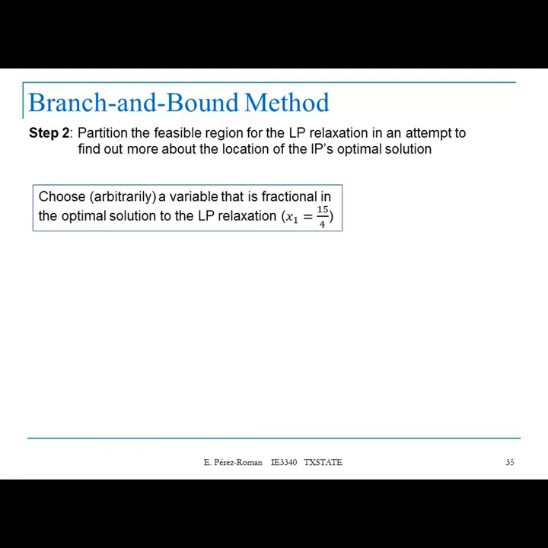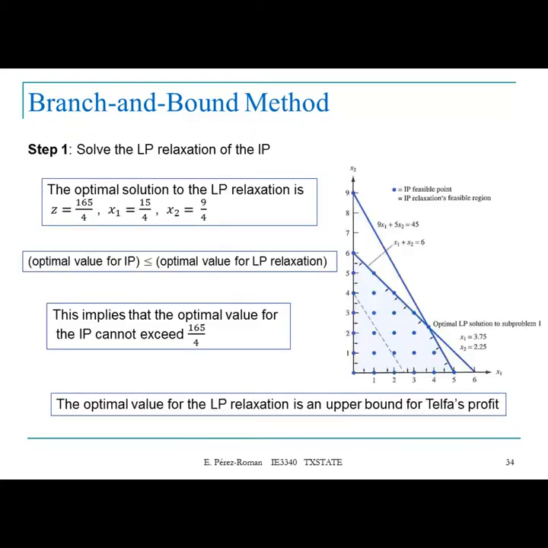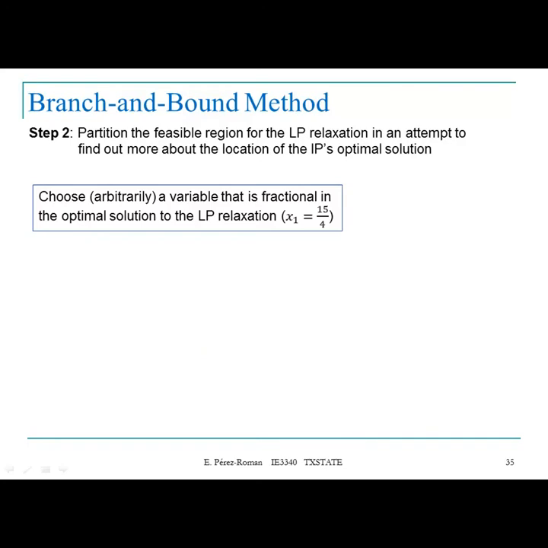Okay, so you're going to choose arbitrarily a variable that is fractional in the optimal solution to the LP relaxation. So I'm going to choose x1. This is the variable. And again, this is coming from your solution. So x1 equals 15 over 4. I'm choosing that one. Yeah, it could be in either one. Okay? So you choose that one.